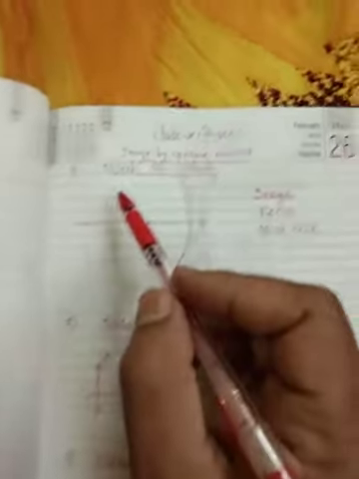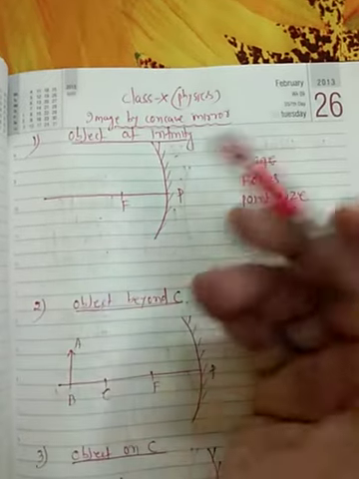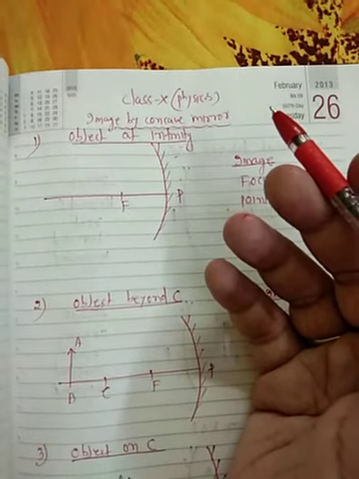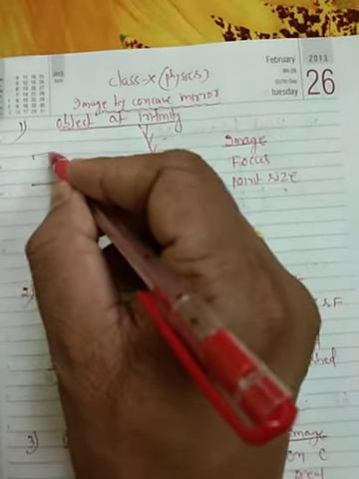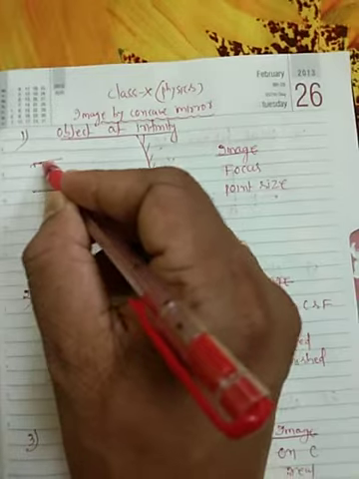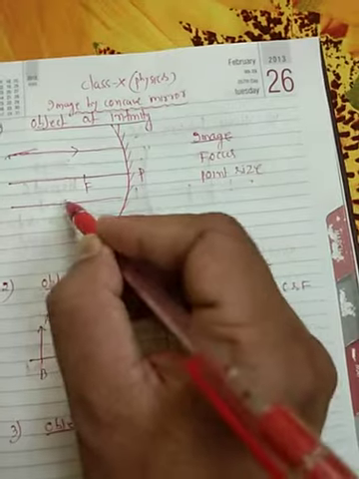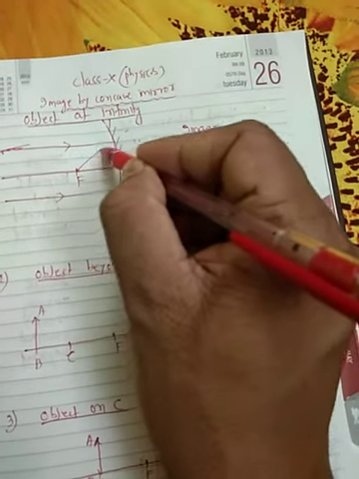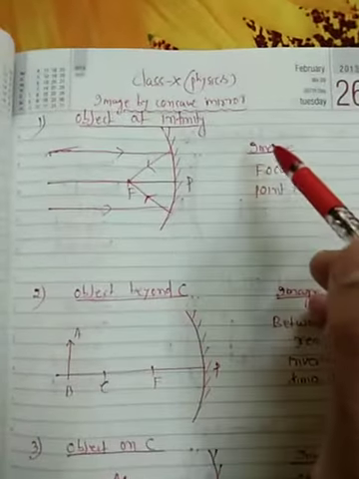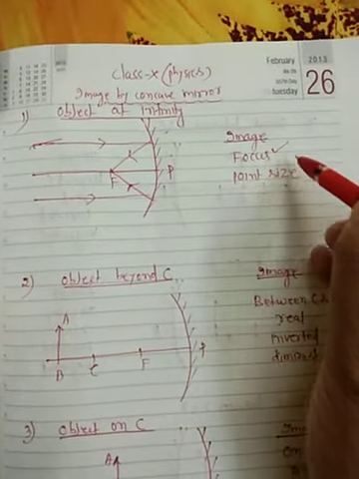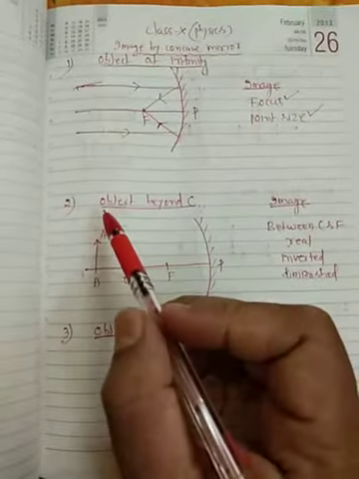First of all, if the object is at infinity, for example the sun, then parallel rays of light come from the object. Suppose these are the parallel rays of light coming from the object. You can take the sun or any other object. Then what will happen? We know that after reflection they will converge to focus. So the image will be at focus and it will be a point size image. Clear?